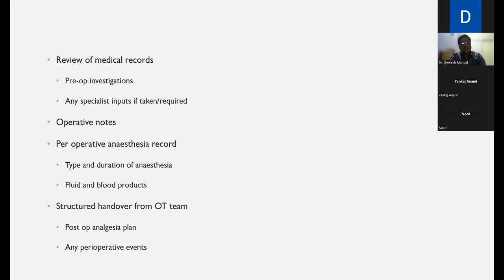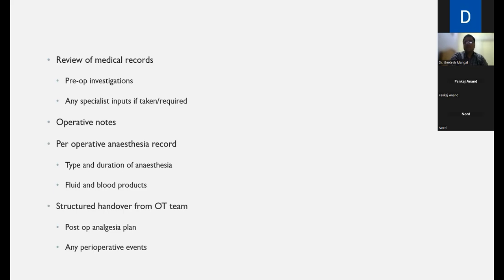Then perioperative anesthesia records have to be evaluated: the type and duration of anesthesia, the fluid and electrolyte reports perioperatively, the fluid balance, and the blood products given. All these things have to be noted. Then there has to be a structured handover from the OT team. This is very important when we are receiving patients in ICU.